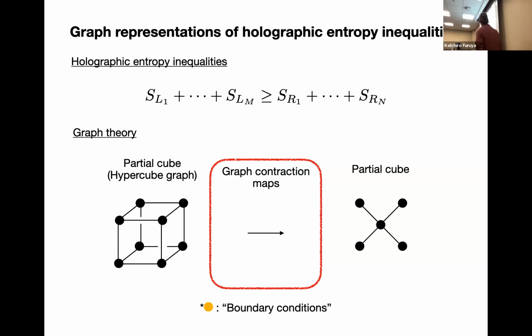So here, I said that you want to have a hypercube on the left-hand side, and then you can have some partial cube on the right-hand side. That was these two convex compositions, and now I'll tell you about the inequality relation.